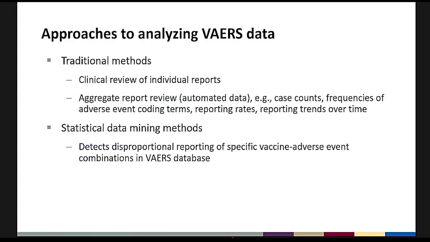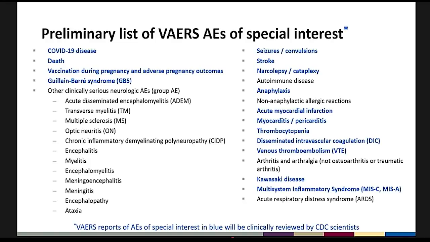Approaches to analyzing VAERS data include traditional methods such as clinical review of individual reports and aggregate report review. This is looking at large volumes of automated data. Statistical data mining methods detect disproportional reporting of specific vaccine adverse event combinations in the VAERS database. Next slide. This is a preliminary list of our VAERS adverse events of special interest. The ones highlighted in blue there are adverse events of special interest that we will clinically review, and we'll be analyzing those in a separate database where we're abstracting reports and accompanying medical records where available. Next slide.